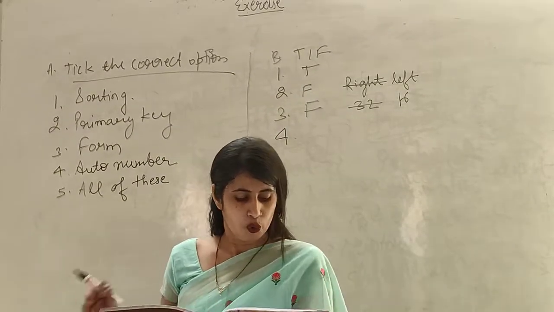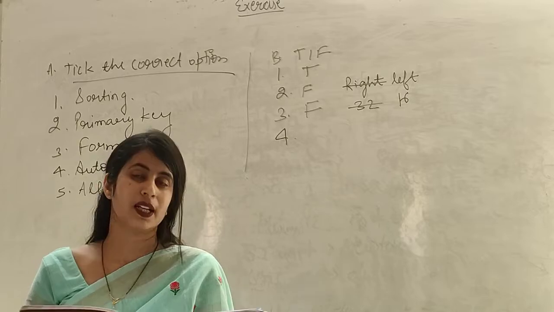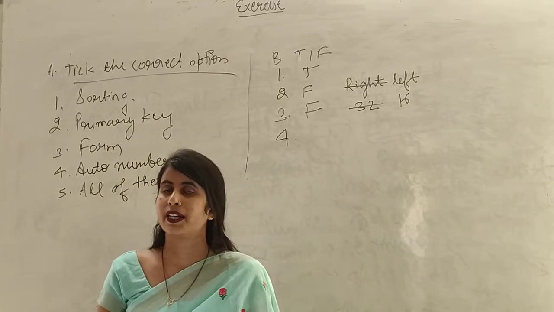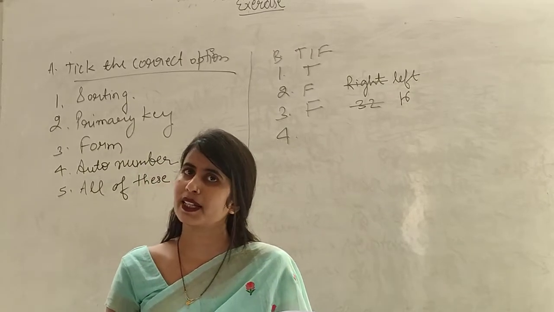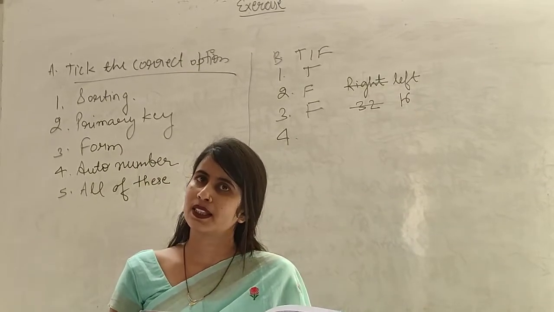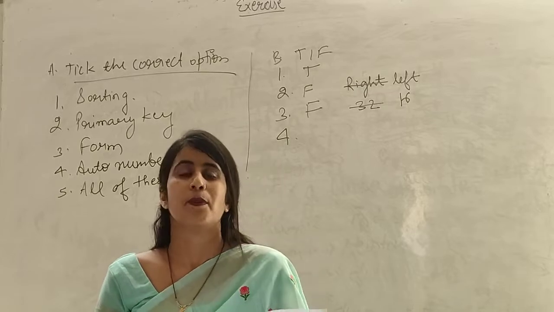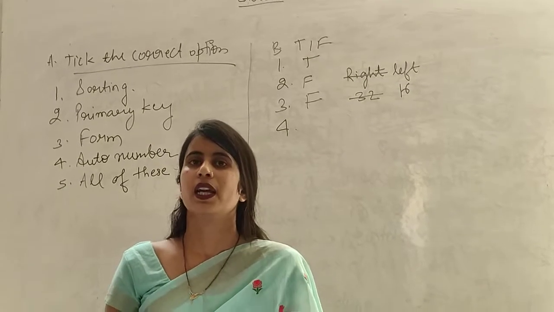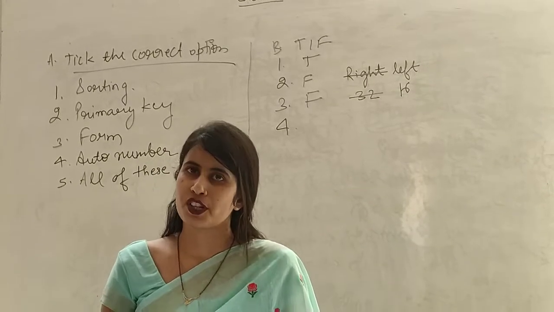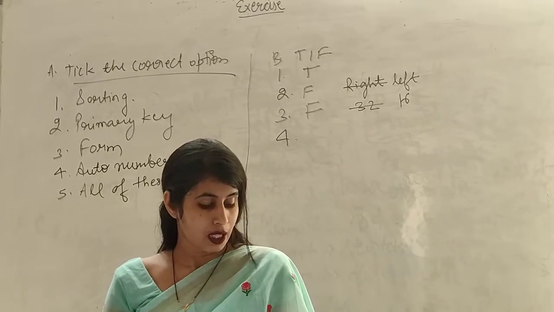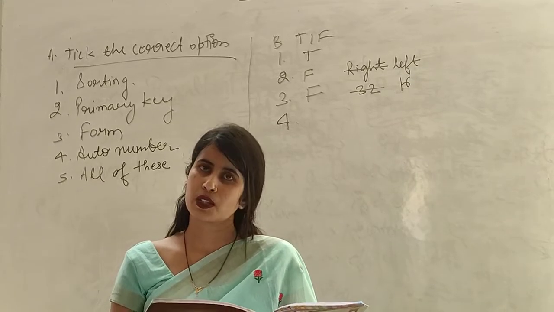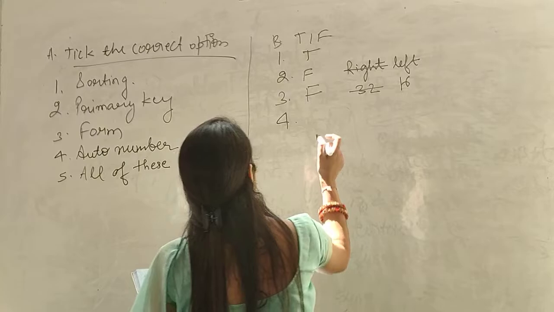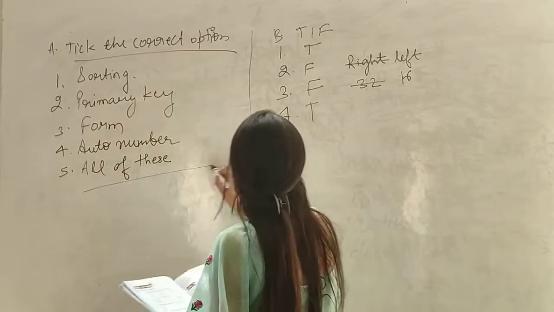Next one is: field name can begin with underscore. This is related to the rules for writing a field name. What are the rules? The character length should be 64 characters only, maximum is 64. It can't start with a space. It doesn't include quotation marks. These are the rules. But field name can begin with underscore is a true statement, so no need to correct it.